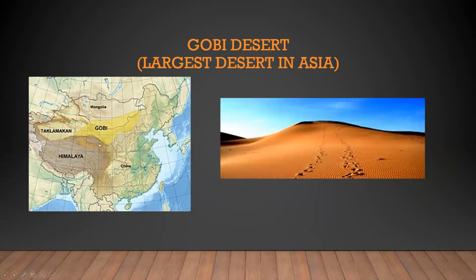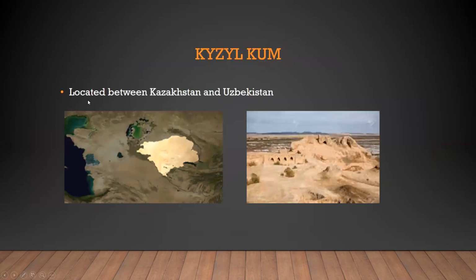You can also see over there the Gobi Desert area is also very vast and it is located between China and Mongolia. Next is Kyzyl Kum. Kyzyl Kum is located between Kazakhstan and Uzbekistan. It is also a very dry area of land and most of the area is rocky as well.